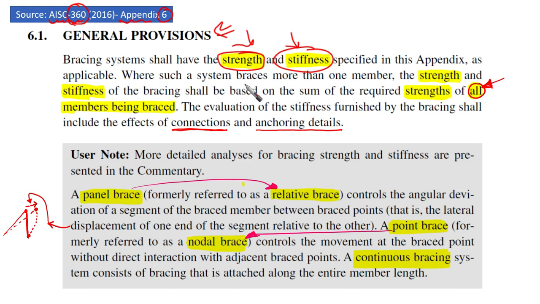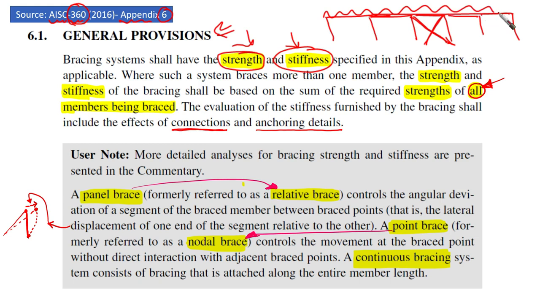Where such a system braces more than one member, the strength and stiffness of the bracing shall be based on the sum of the required strengths of all members being braced. That's an important issue. If we have, for example, multiple bays like this, and we want to make bracing, and we have chosen the middle one to add the stability bracing, and we have only gravity loads, there is no lateral load. Then we need to design this bracing. Even in the analysis, we need not include this bracing.